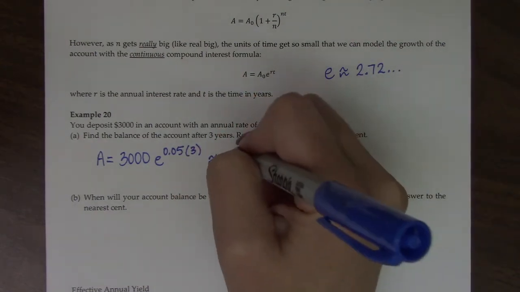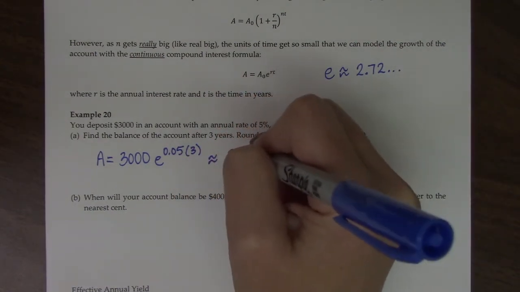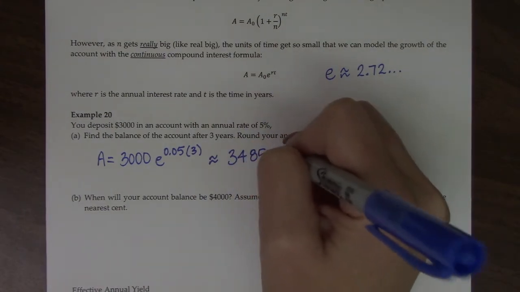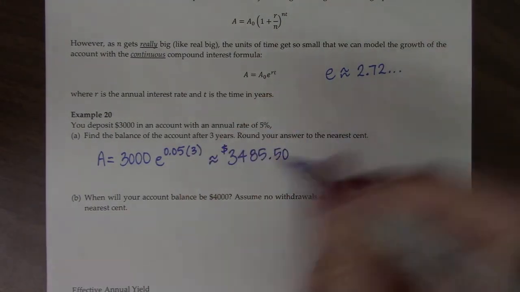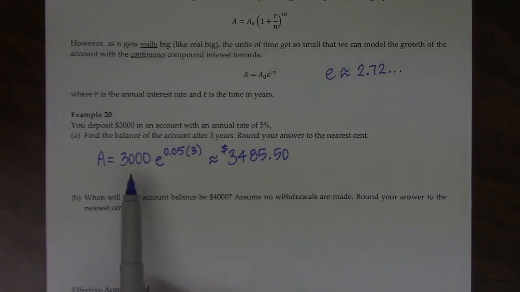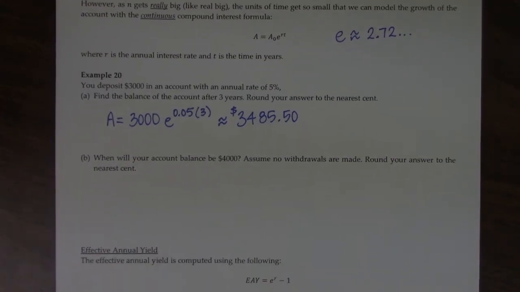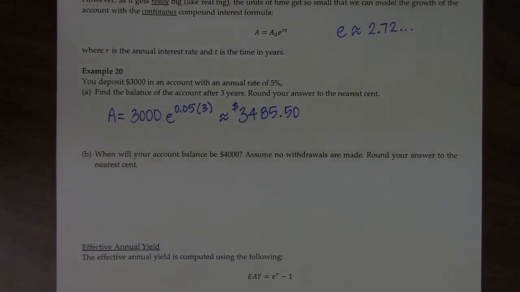So if we type this into our calculator, we get $3,485.50. And just like before, if you're being asked to round to the nearest cent, you need to type this all in one go. You can't break it up or it's not going to give you the correct rate. So then it says, well, when will your account balance be $4,000, assuming no withdrawals are made? Round your answer to the nearest cent.